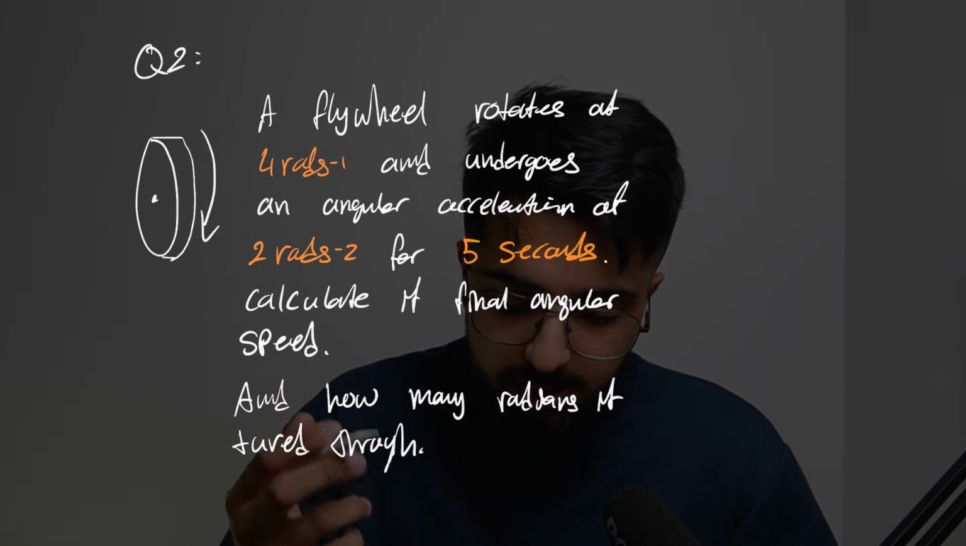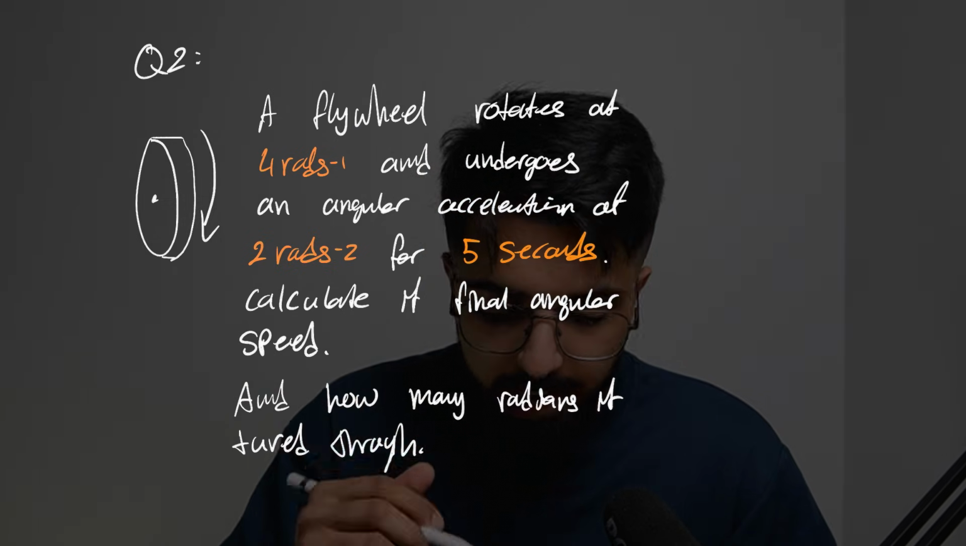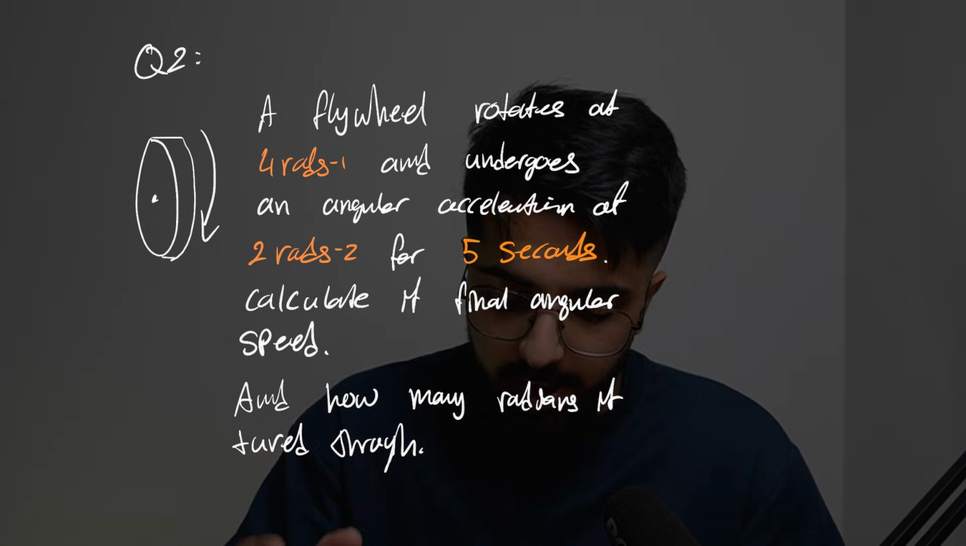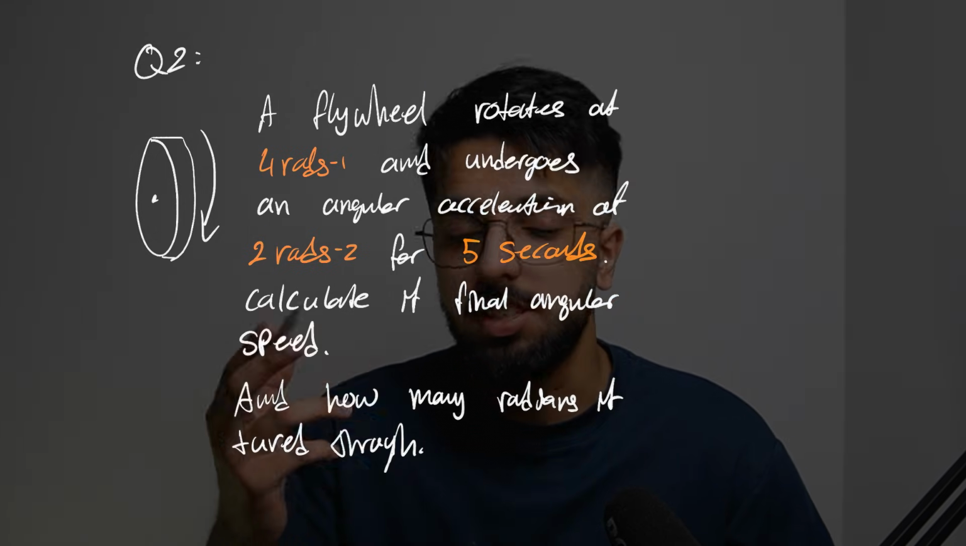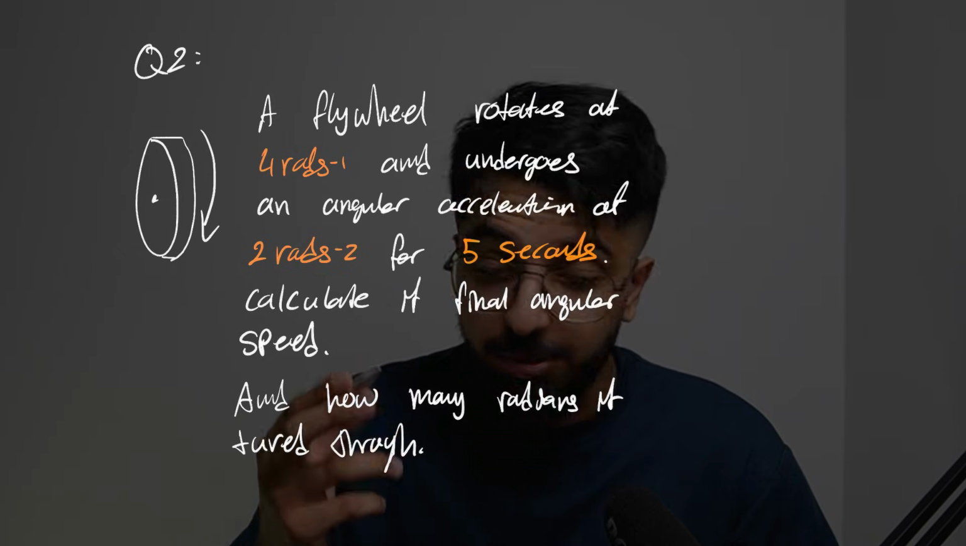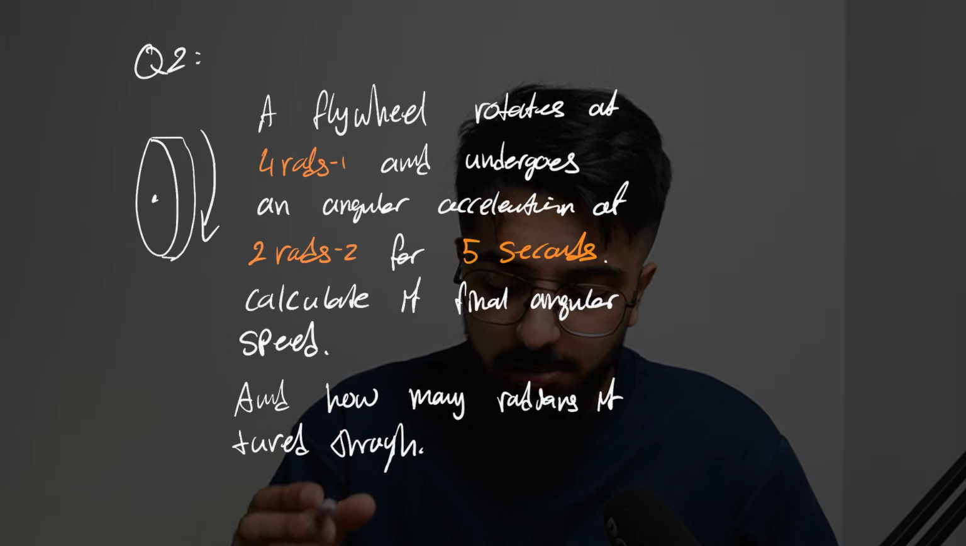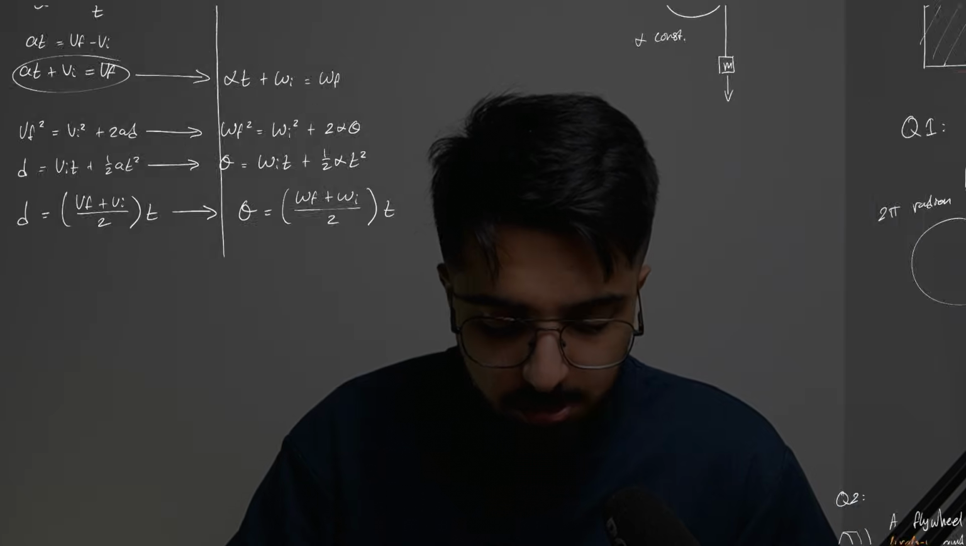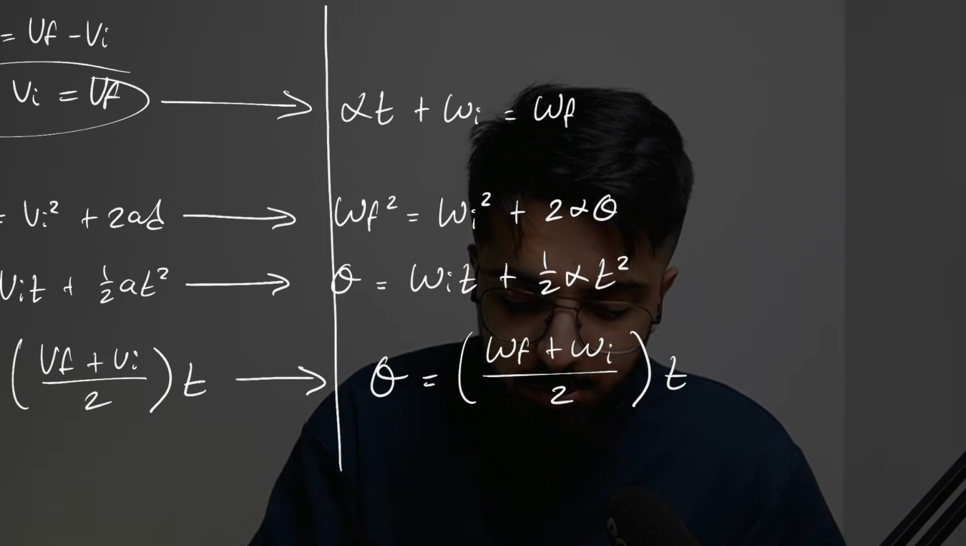A flywheel rotates at 45 radians per second and undergoes an angular acceleration of 2 radians per second squared. And this all happens in 5 seconds. Calculate its final angular speed and how many radians it traveled through during this time. In order to solve this question, we would need to use our kinematic equations, which we found earlier.